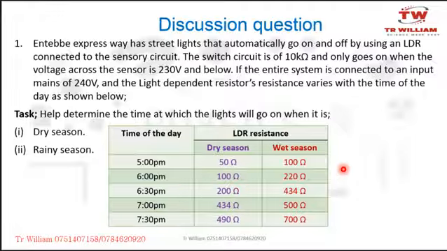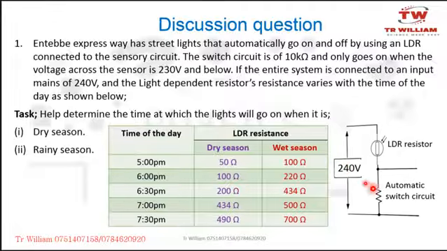Okay. If this is your sample circuit, this is the light dependent resistor, the street lights are connected to 240 volts, then this is the automatic switching circuit.